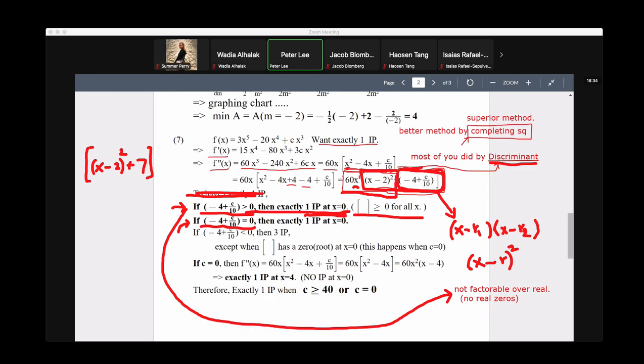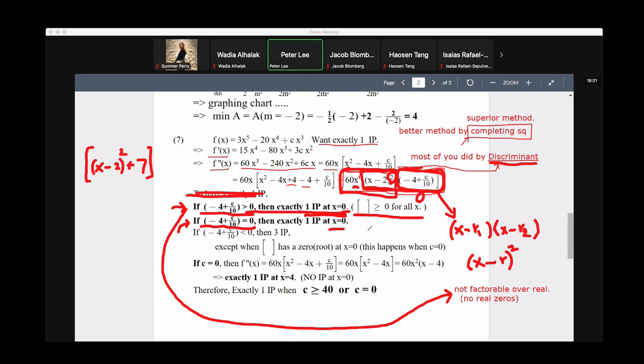This guy right here. We have 60x times (x minus 2) squared, and this guy will be 0. Right there. So x equals 0, we have the inflection point at x equals 0. But how about x equals 2? Notice that it says double root, and so the sign does not change around the 2. In this case, therefore, no inflection point.